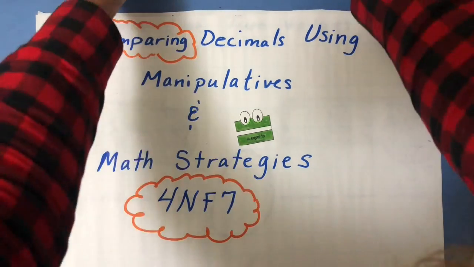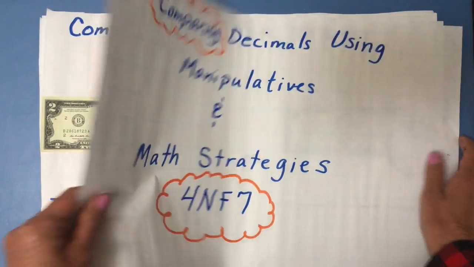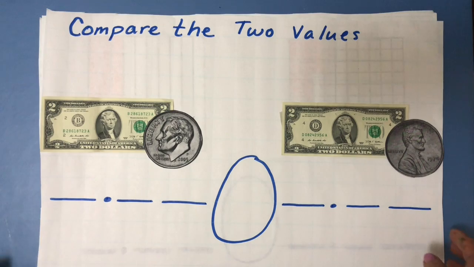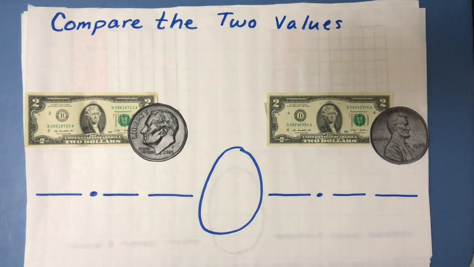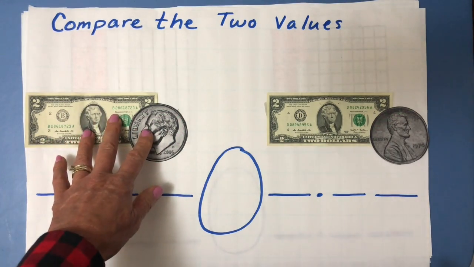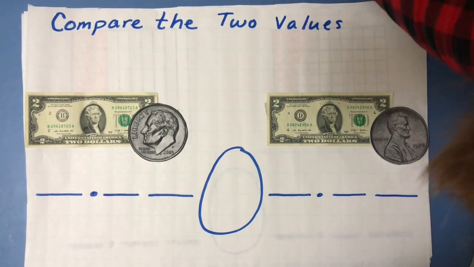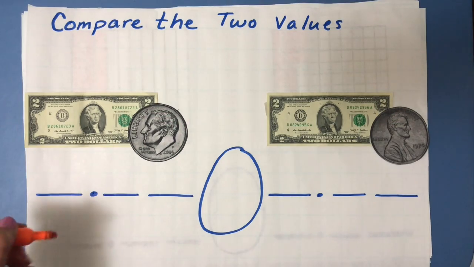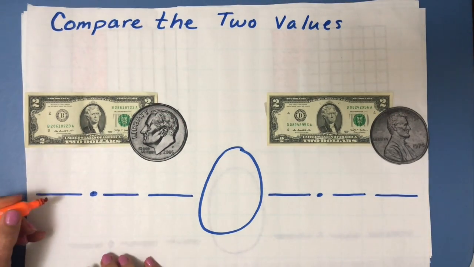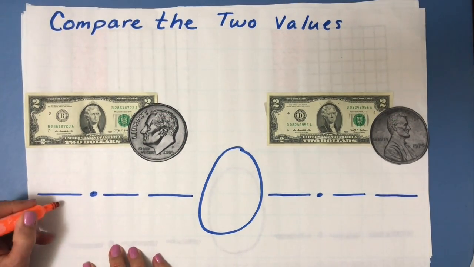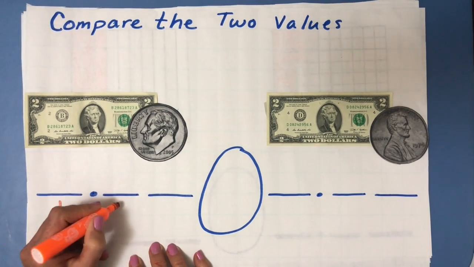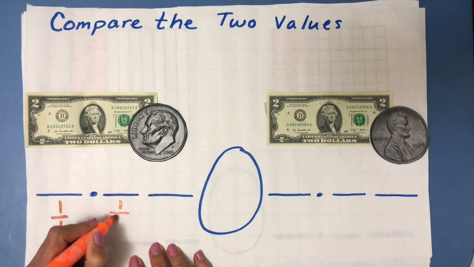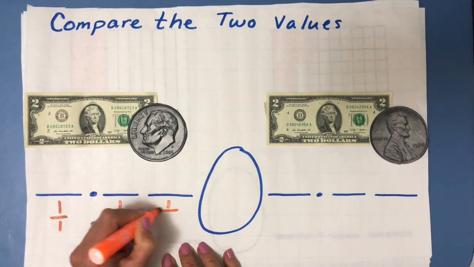All right, first slide. Compare the two values. Now, this is comparing decimals, and whenever we compare decimals, we like to think of it as money. So the first thing I like to do is write out my place value chart. So I know these are ones, or one whole. This is 1/10, and this is 1/100.